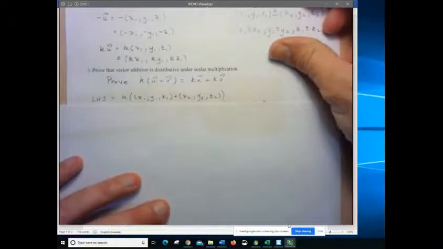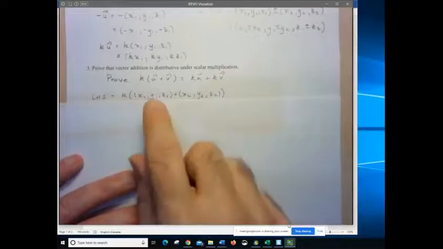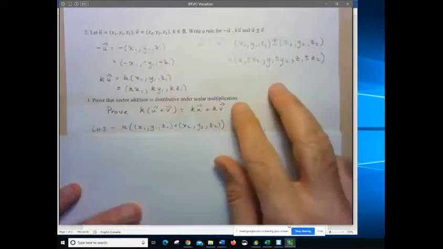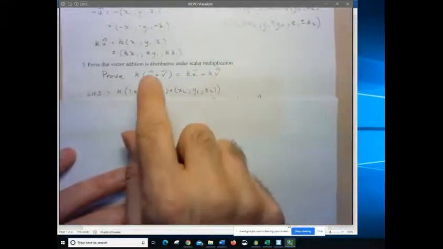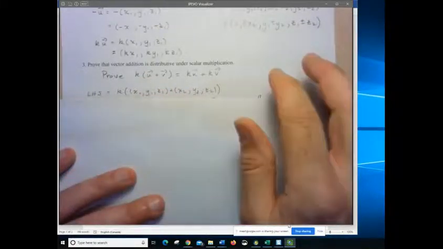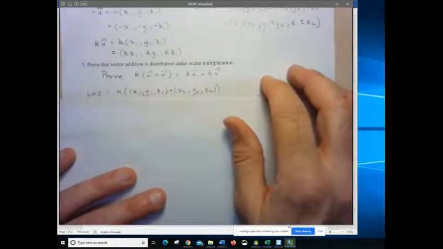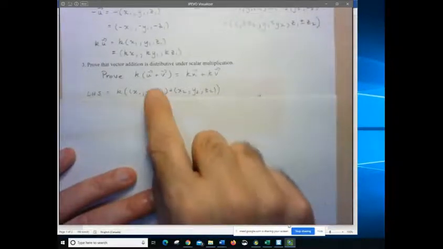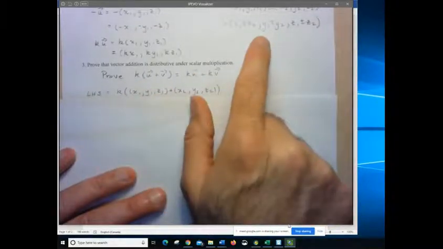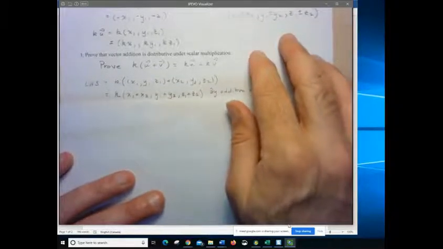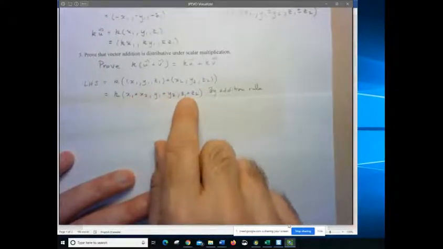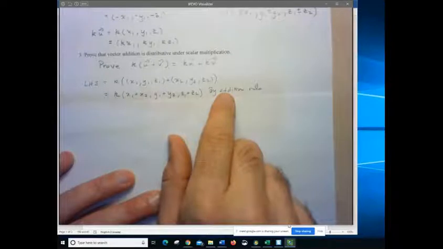Okay, so I start with the left side of my equation. I'm just writing it out now. I'm just going to use the same vectors that I defined in the previous question, u and v. Okay, and I've just written u and v out as their ordered triple representations. Now I'm going to apply my addition rule, because inside this bracket I have the sum of two vectors, and I've defined what it means to add two vectors. So I just add these two vectors, so x1 plus x2, y1 plus y2, z1 plus z2, and my justification is that this is my addition rule.